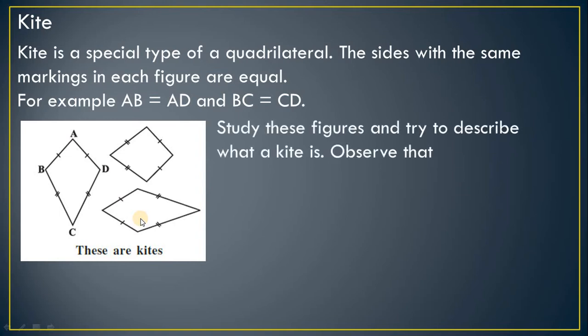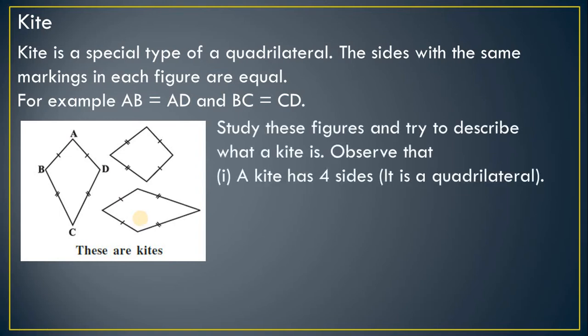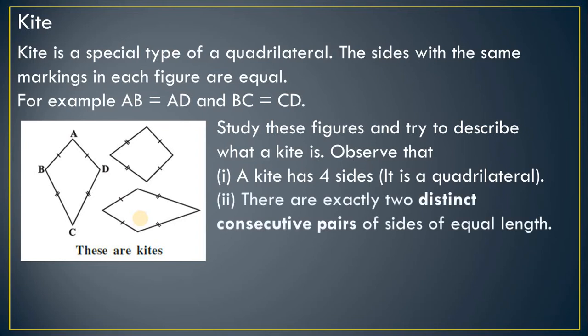So here you have to observe two main points. Kite has four sides, that's why it's a quadrilateral. Second point is distinct consecutive pair of side of equal length. So these are the consecutive side. You can say neighboring side AB and AD are equal, BC and DC are equal.